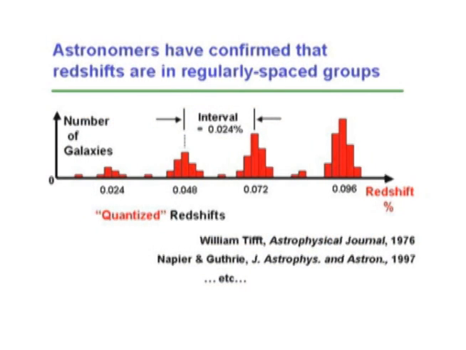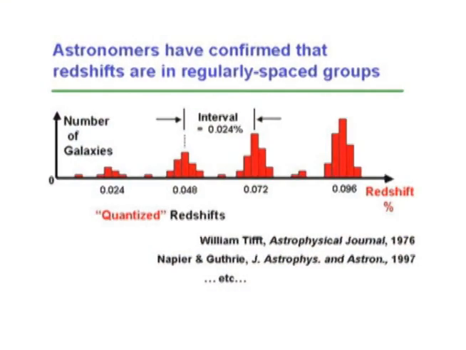Astronomers have confirmed that these redshifts occur in regularly spaced groups. So along the bottom, we have the percentage of redshift, the amount of redshift from what's in the local lab that we see in the distant galaxies. And especially since the late 90s, astronomers have been able to subtract out our own galaxy's motion with respect to the fabric of space. They look at how fast we are moving with respect to the cosmic microwave background radiation, and they can subtract out that motion. When they did, this data came in much more clearly spaced.